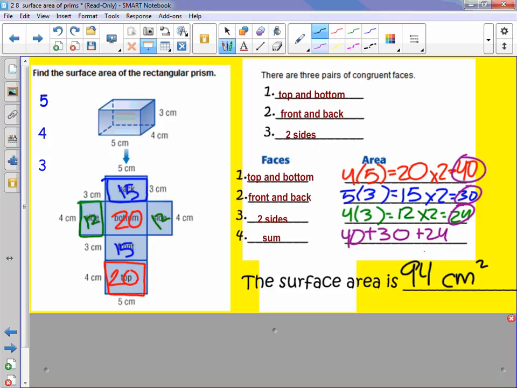Questions? Yes, sir. You mean the top and bottom? Yeah, how do I know which one's the base?